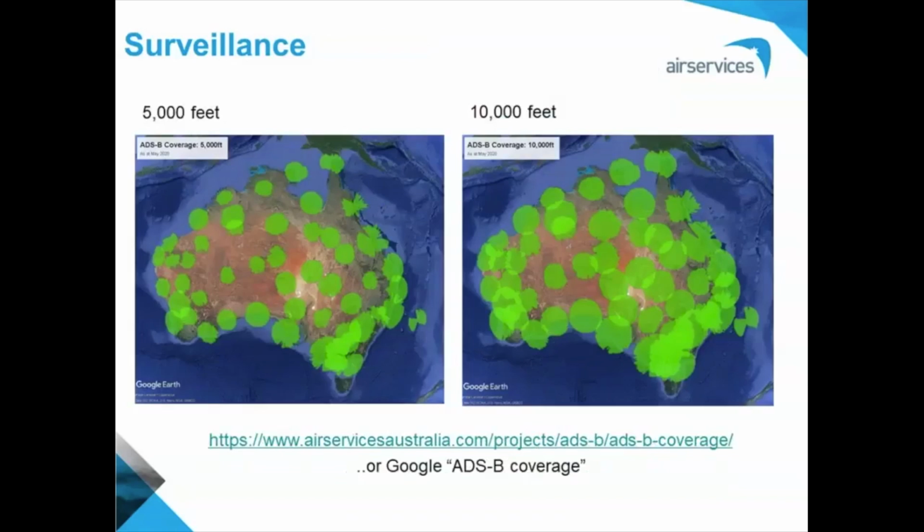Typically, the surveillance coverage aligns with Air Services VHF coverage. Where there is no ADSB coverage, it tends to be in very remote areas. Where there are gaps, air traffic control will provide separation using procedural standards, as is the case pre-change. These images are also available on Air Services website.